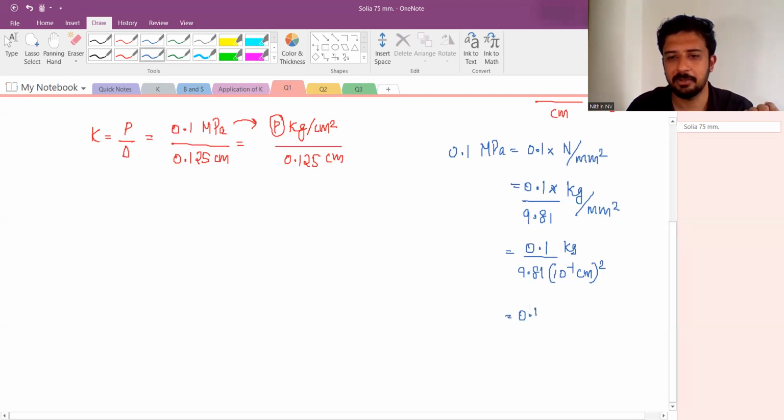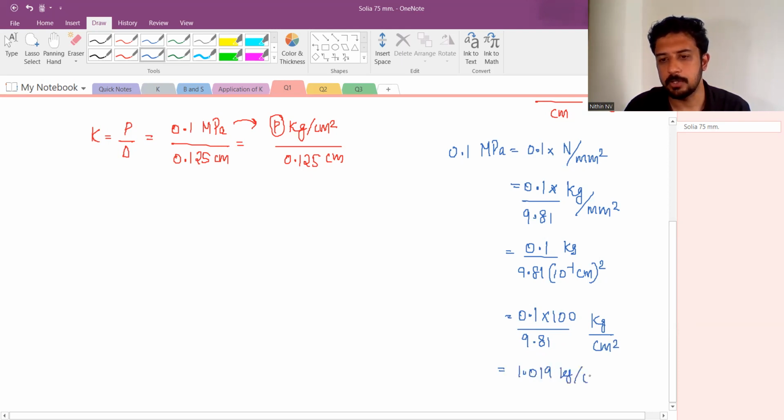This much detail I don't have to tell you, like spoon feeding. In case anyone has a doubt, let them clear it. That's why I'm telling you in this much detail. So once you do this, you are going to get 1.019 kg per centimeter square. Now that value you need to substitute back into the equation.